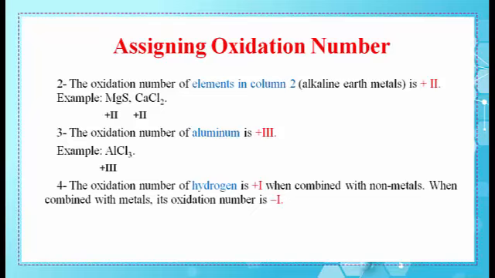The oxidation number of hydrogen is +1 when combined with non-metals, while when it is combined with metals, its oxidation number is -1. Examples are HCl, H2O, H3PO4 and NaH. In HCl, Cl is a non-metal, then the oxidation number of H is +1. In H2O, oxygen is also a non-metal, then the oxidation number of H is +1. In H3PO4 also, the oxidation number of H is +1. And in NaH, Na is a metal, then the oxidation number of hydrogen is -1.